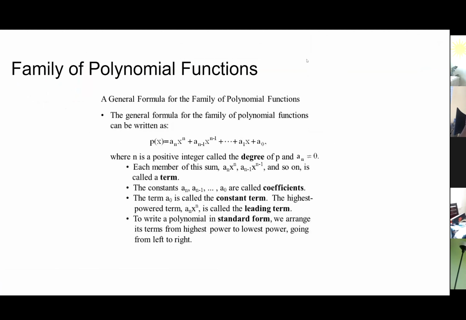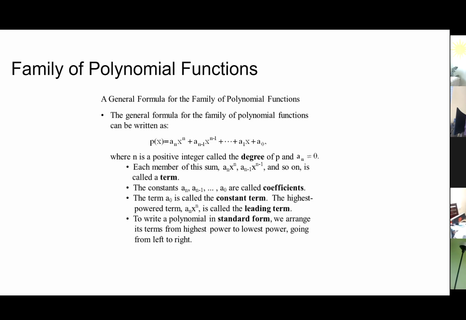So for the family of polynomial functions, the general formula is written right here. We went over this earlier, but it's p of x equals a_n x to the n, and so on. It's kind of hard to explain, but that's the general formula, and it describes the different terms within this formula.